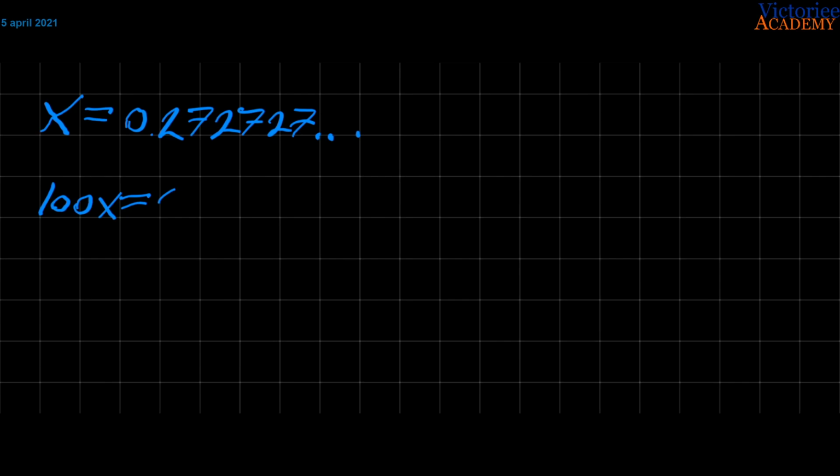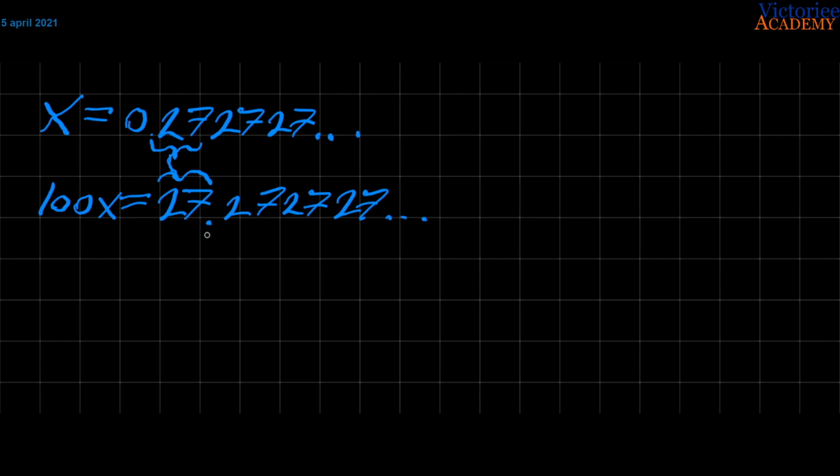So this turns into 27. That makes the whole repeating sequence, which is 27 here, be on the left side of the decimal point. But we still have this infinite sequence of 27s going on forever, so we haven't handled them yet. We just moved everything a bit to the left.